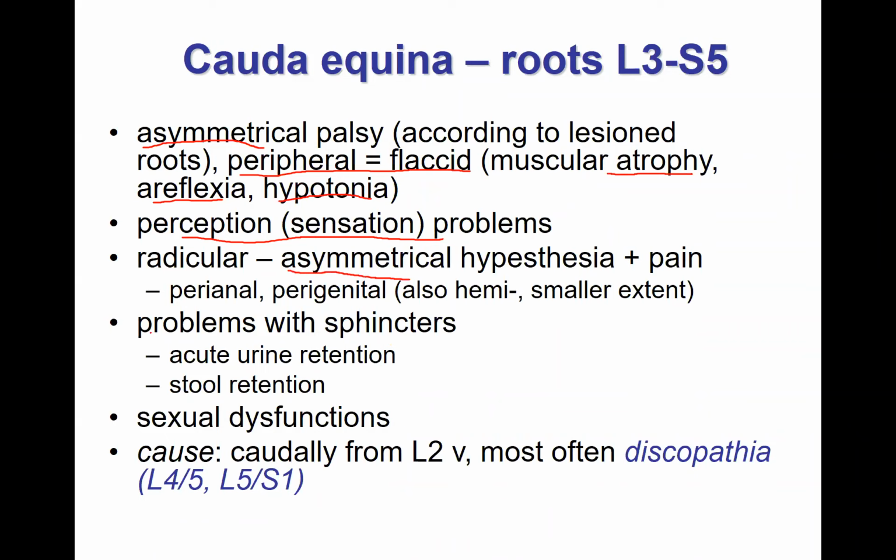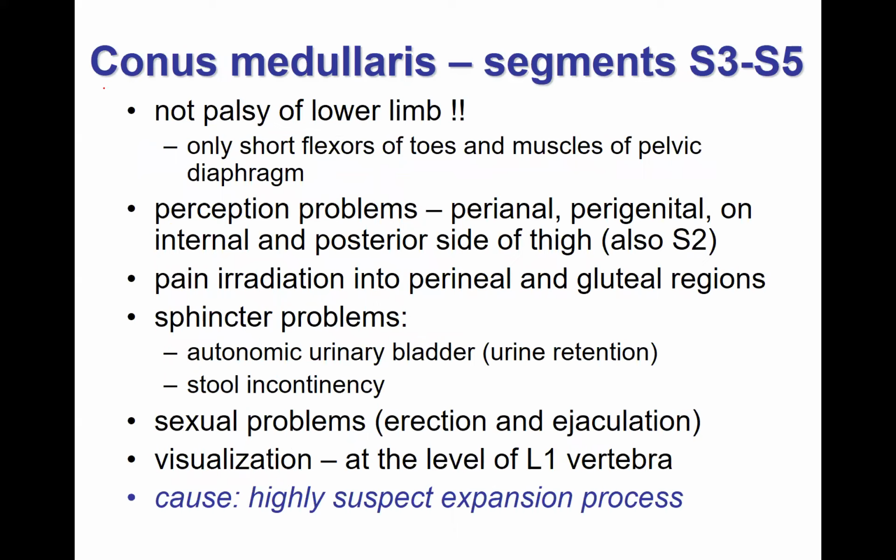And there can be problems with the parasympathetic innervation, which comes from level S2 to S4 via the pudendal nerve. So problems with defecation and urination, retention of both these fluids. And of course, it supplies the sexual organ, so sexual dysfunctions. So that's one. Problems with the Cauda equina syndrome.